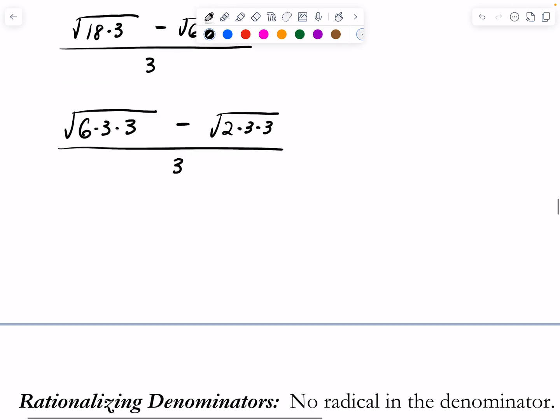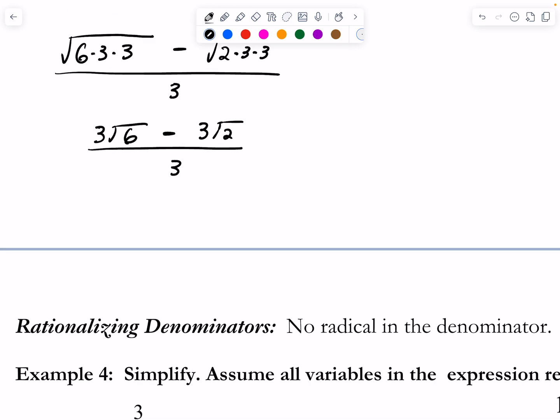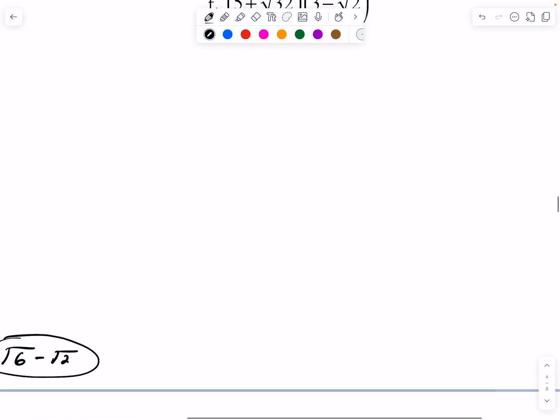So remember 2 on the inside, you pull out 1, so that's 3 root 6 minus 3 root 2 over 3. If you wanted to, they both have a 3 in front, so you could factor out that 3 to get root 6 minus root 2 over 3. The 3's cross out, which leaves you just root 6 minus root 2. Okay, last one on this page.